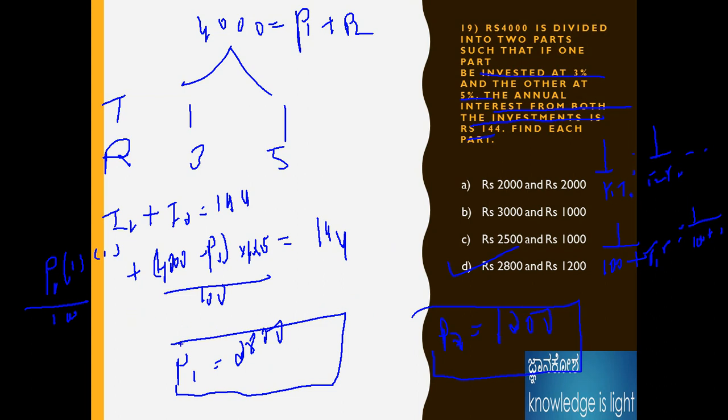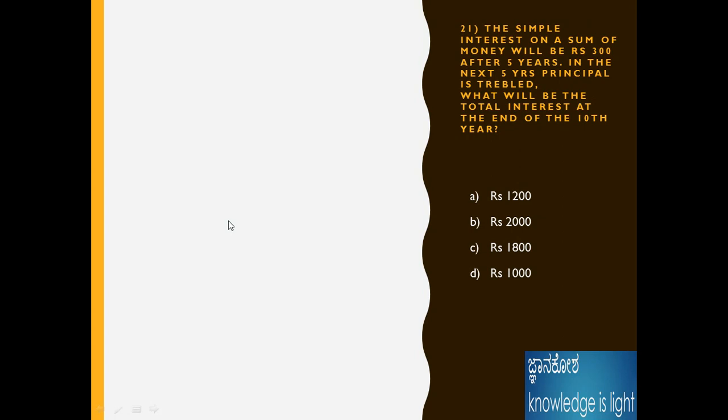Next problem. The simple interest on a sum of money will be 300 after 5 years.